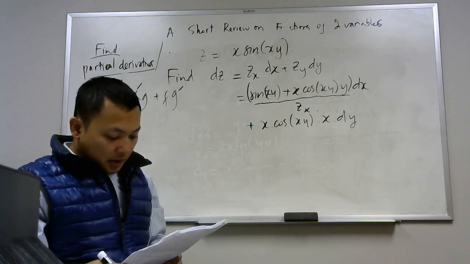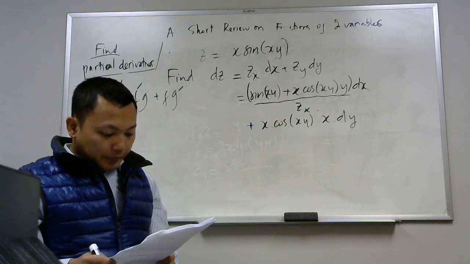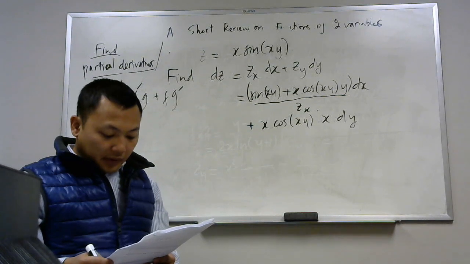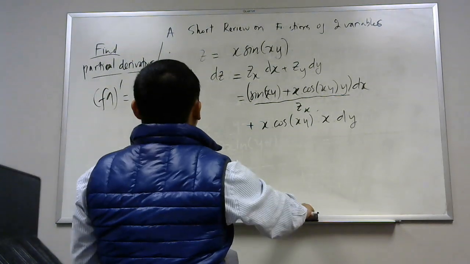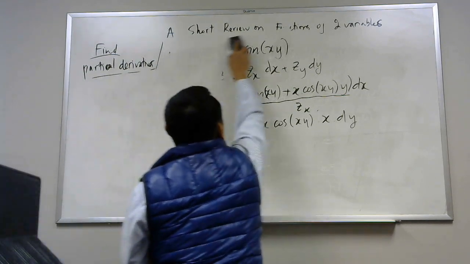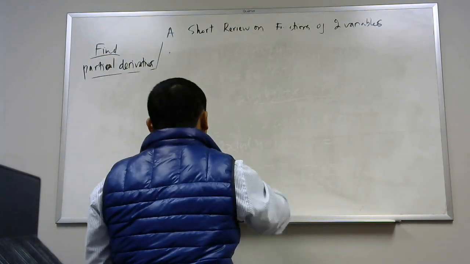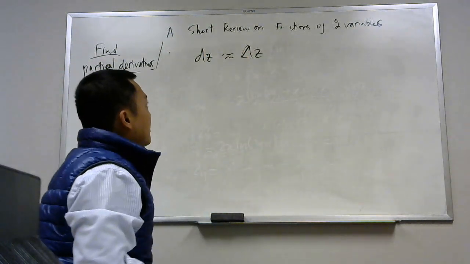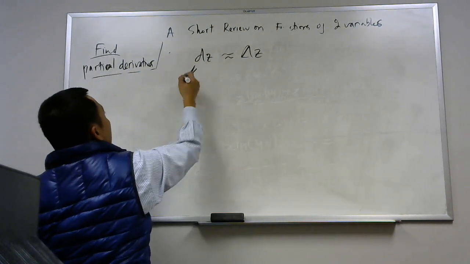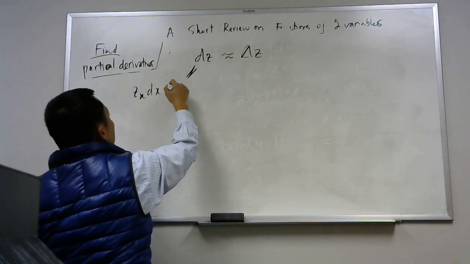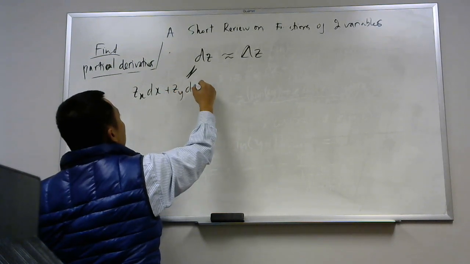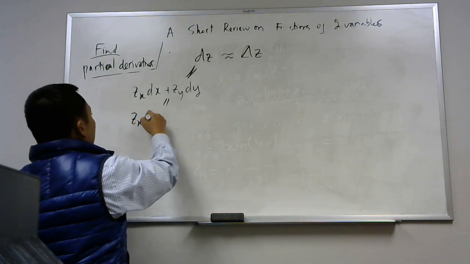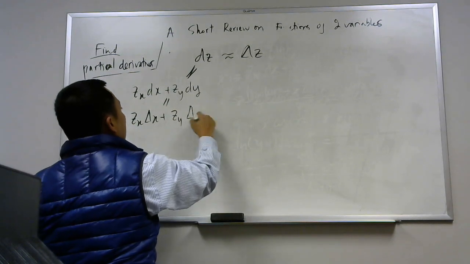Next, consider the following. We calculate delta z, and then use the total differential to approximate delta z. All right, that is one application of total differential. That is the relationship between dz and delta z, right? dz approximates delta z. So what is dz? As we have seen, dz is zx dx plus zy dy, right? Once dx is delta x and dy is delta y, we have zx delta x plus zy delta y.